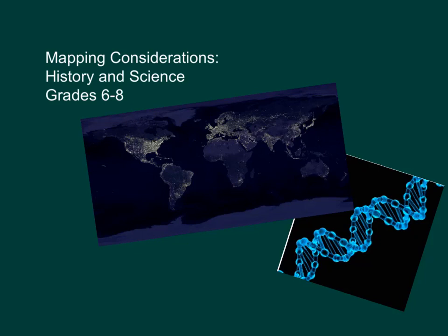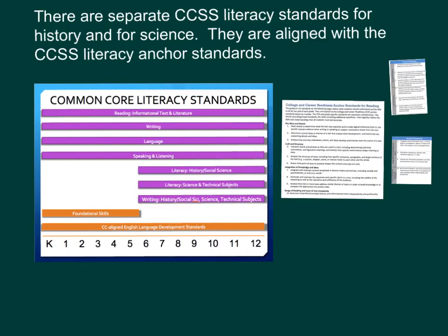In this screencast, we'll be talking about some curriculum mapping considerations for history and science, grades 6 through 8, for the 2013-2014 school year. The first thing to consider is that there are separate Common Core literacy standards for history and for science. They are directly aligned with the Common Core literacy anchor standards that run K-12.